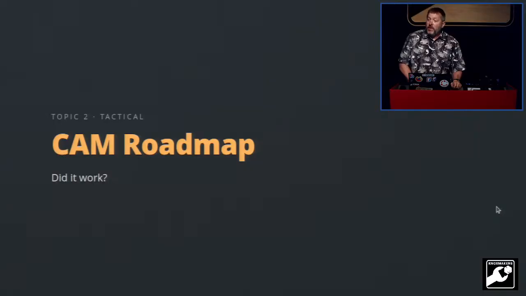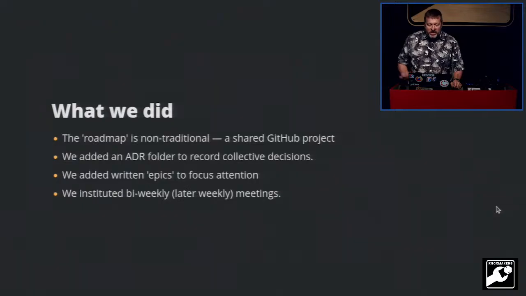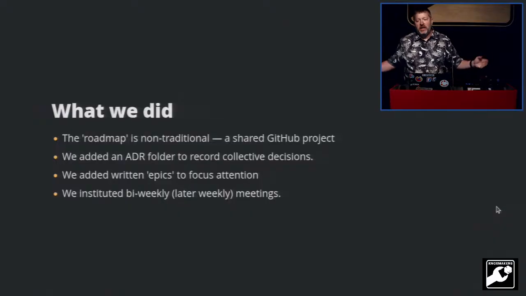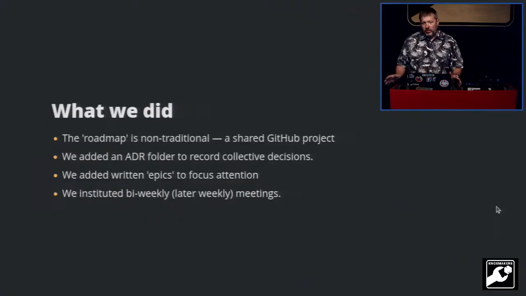And that wasn't very popular with the development community initially. And in fact, people said, yeah, that's not going to work. And to some degree, it didn't, in the sense that we didn't get a traditional roadmap, but we did get some things that really did work. We got kind of a non-traditional roadmap. Again, we built a GitHub project that collected everything that was going on in CAM, every issue and pull request that was tagged for CAM. And then we started sorting those things out.